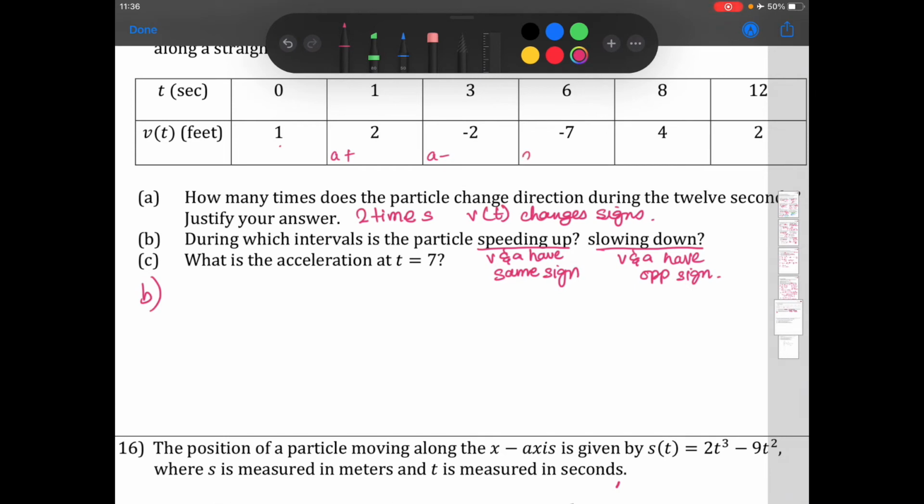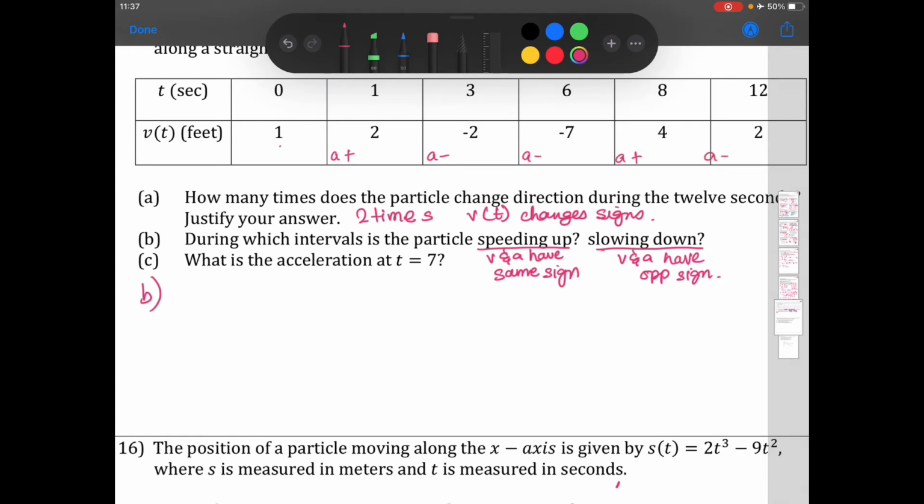From negative, it's going down, right? So that's how I'm determining. It's basically from 6 to 8, my acceleration is again negative. And here, oh, sorry, it's positive, negative 7 to 4, right? And here, it's negative again.